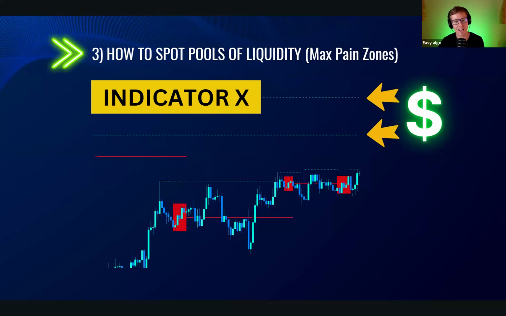And then third, how to spot pools of liquidity. Pools of liquidity is very important to become aware of. This is understanding how liquidity is located and where it's located in the market. Price loves to move from liquidity to liquidity. So if we can understand where liquidity is located, we can understand where price is moving towards. So what these levels, this indicator X, it draws out these liquidity levels. And these liquidity levels are showing you where other people's stop loss levels are located.